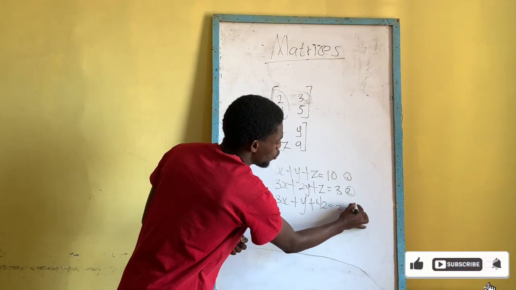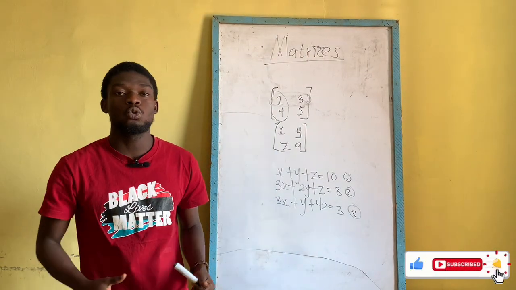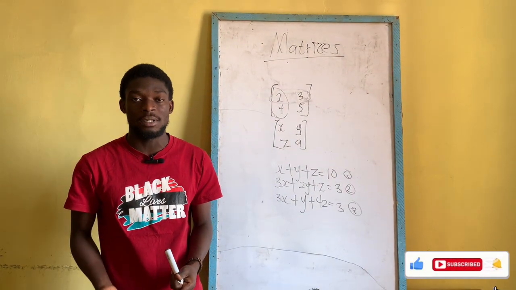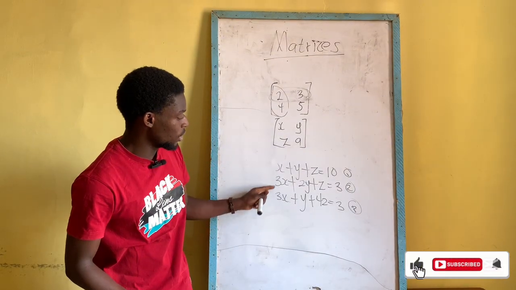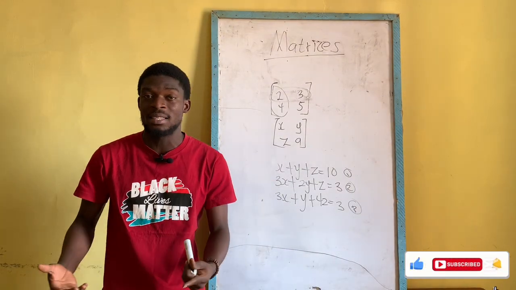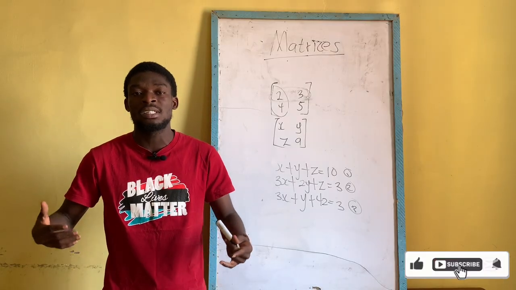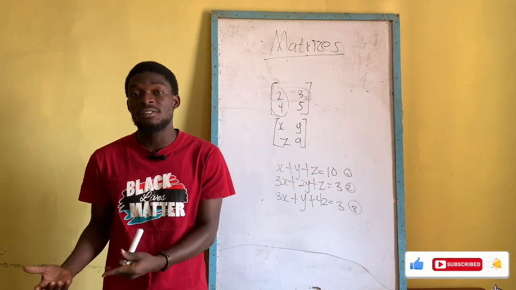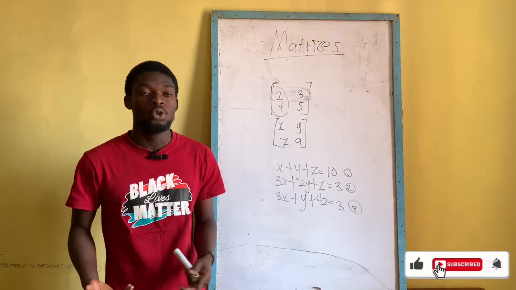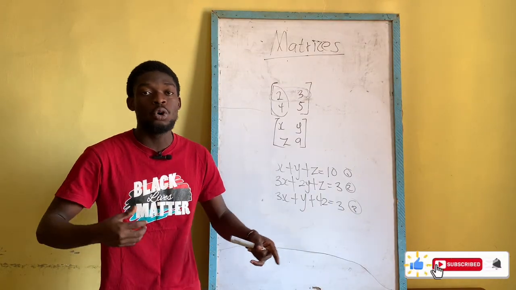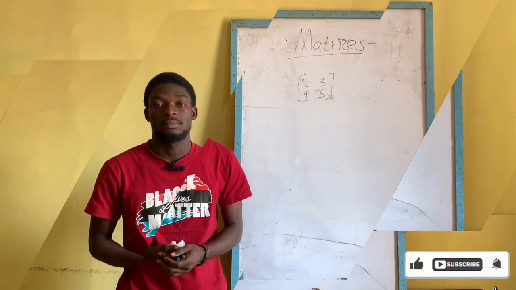So having these equations, one may decide not to use the substitution or elimination method to solve this particular linear equation, which involves 3 variables, x, y, and z. But with the help of matrices, either matrix inversion, that's the inverse of a matrix, or Cramer's rule, you can solve this particular equation at an easy pace without going through huge procedures or huge steps.